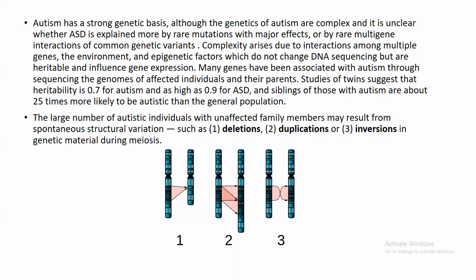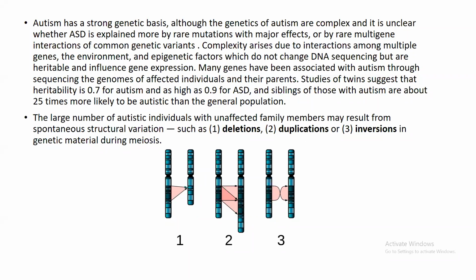Many genes have been associated with autism through sequencing the genomes of affected individuals and their parents. Studies of twins suggest that heritability is 0.7 for autism and as high as 0.9 for ASD. So twins are more likely to show the risk of autism. And siblings of those with autism are about 25 times more likely to be autistic than the general population.